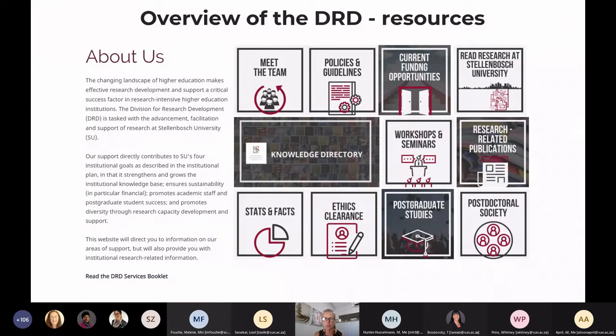Just to highlight also that we are in the process of updating our website for 2022. So please don't be upset if you click on some of these buttons now and you still see some 2021 information. We will very soon have the latest 2022 information available. In the meanwhile, if you have any questions, you've got our email addresses and you can always ask.